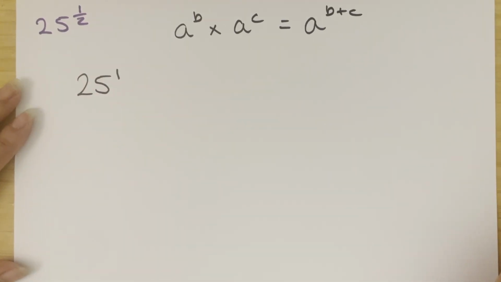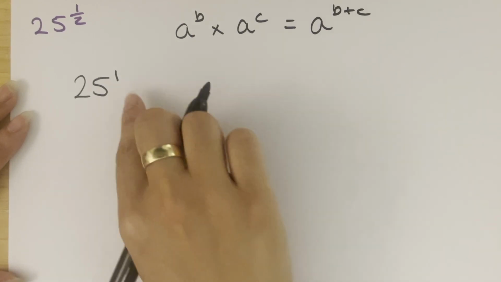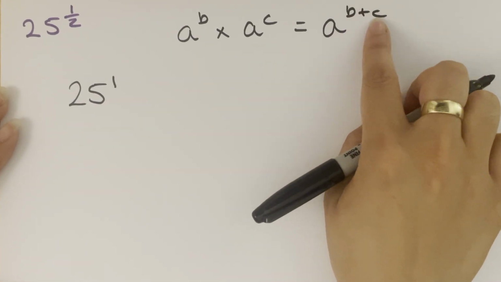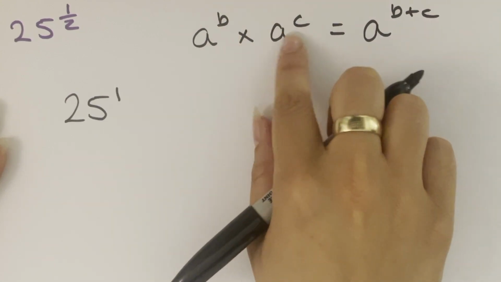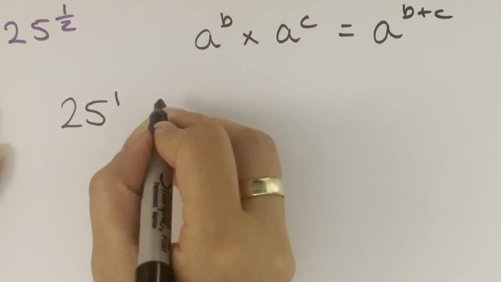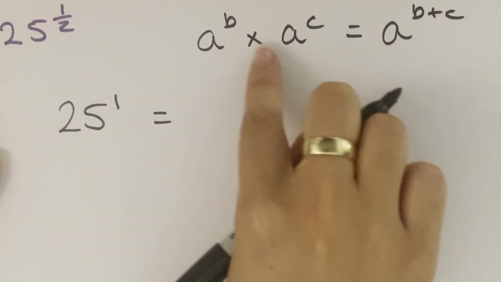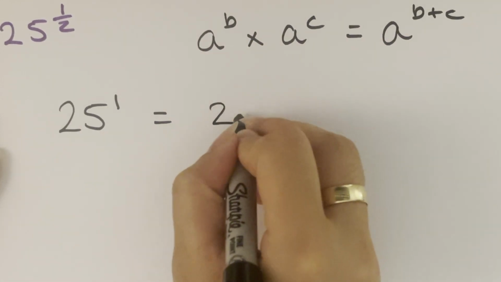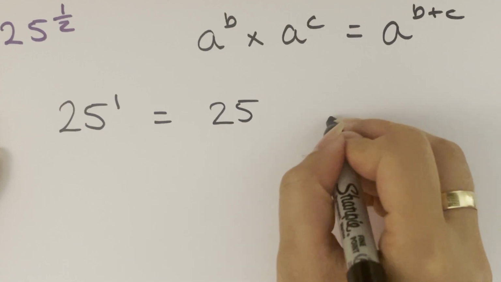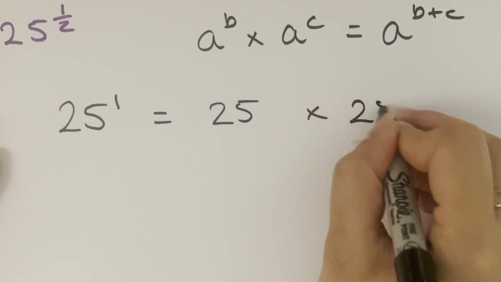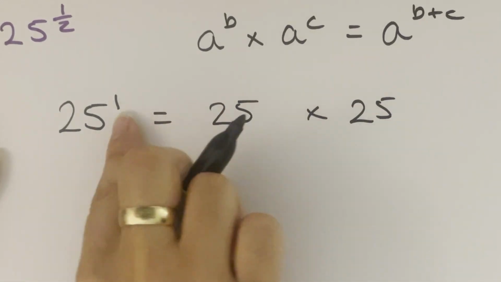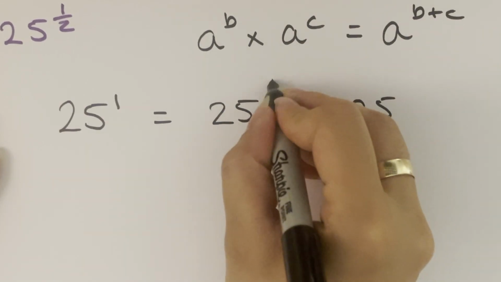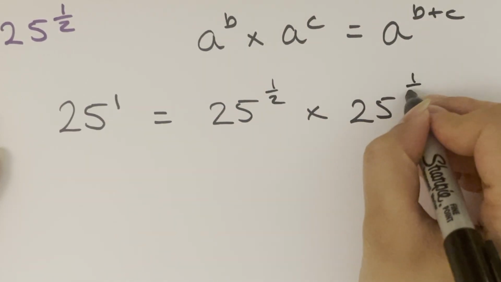If we have 25 to the power of 1, we know that that 1 can be made of a b and a c, and let's say that the b and the c are the same. The a stays the same, so we're going to have 25 to the power of something times 25 to the power of something, and I want them to add to 1. If I want these to be the same, then I'm going to put a half here.